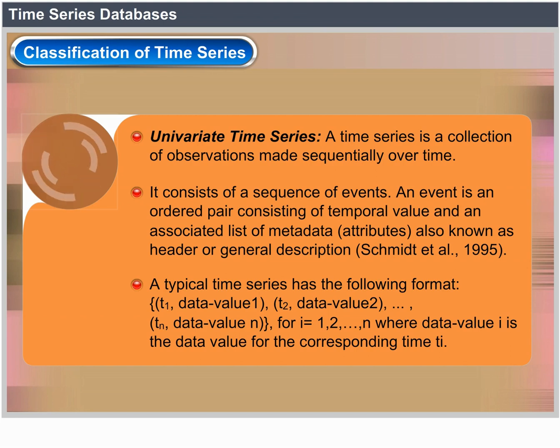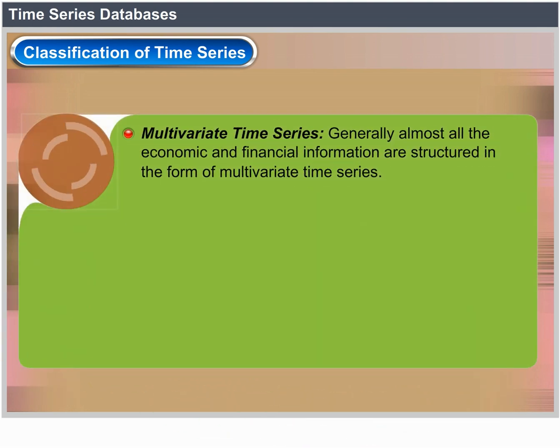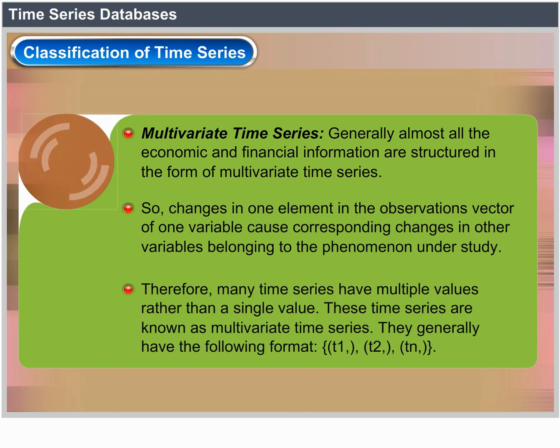Multivariate time series. Most economic and financial information is structured in the form of multivariate time series. So changes in one element in the observations vector of one variable imply corresponding changes in other variables that belong to the phenomenon under study. Therefore, many time series have multiple values instead of a single value. These time series are known as multivariate time series. They generally have the following format: T1, T2 up to Tn. Figure shows a time series classification.